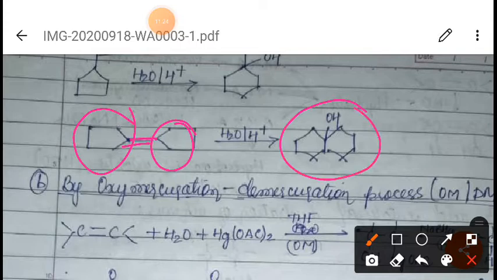Since the double bond is here, the carbocation will form here and this ring will first undergo expansion. After the expansion, both will form alcohol like this. So I hope you have understood this.